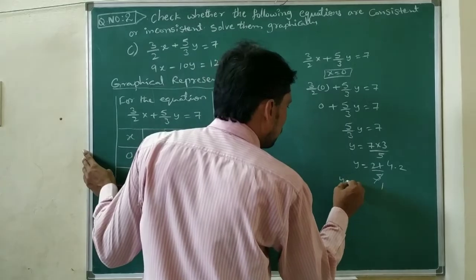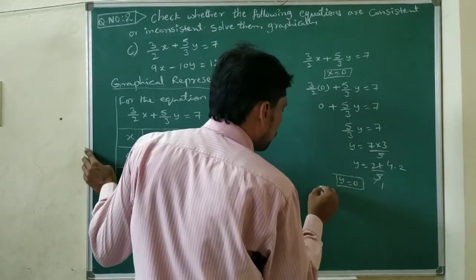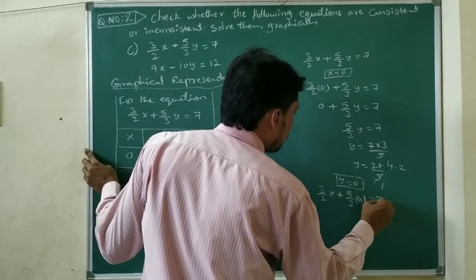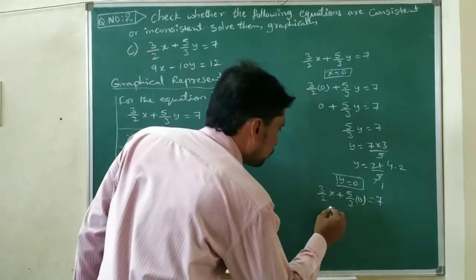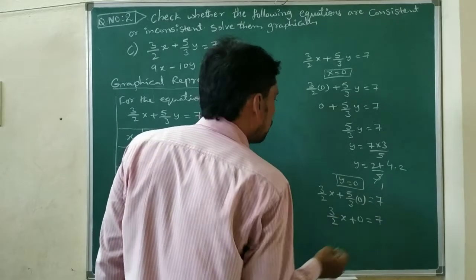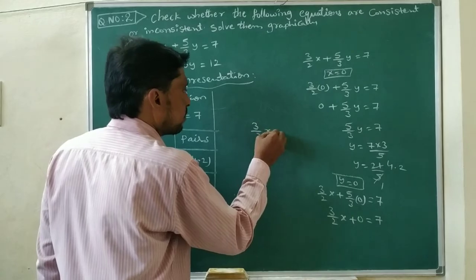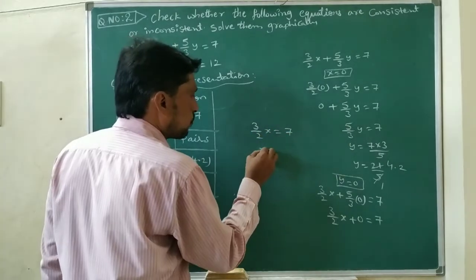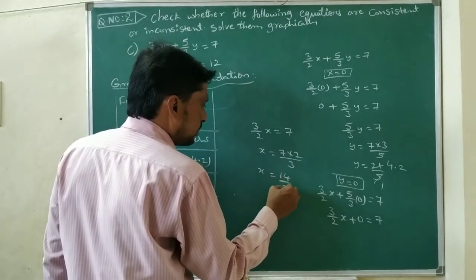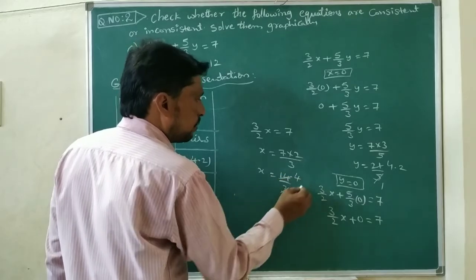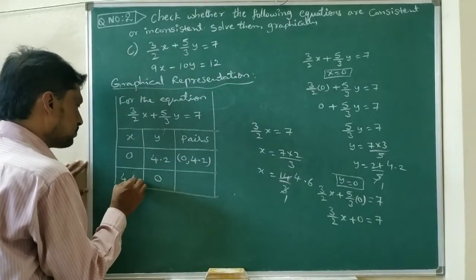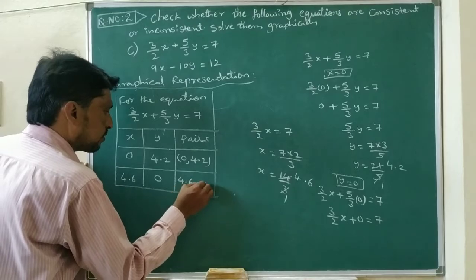So taking y = 0, we get 3/2x + 5/3 into 0 equals 7. 5/3 into 0 is 0, so 3/2x + 0 equals 7, that is 3/2x = 7. Transposing, x = 7 into 2/3, so x = 14/3. 3 4s are 12, remainder 20, 6 3s are 18, which means we get 4.6. So the pair is (4.6, 0).